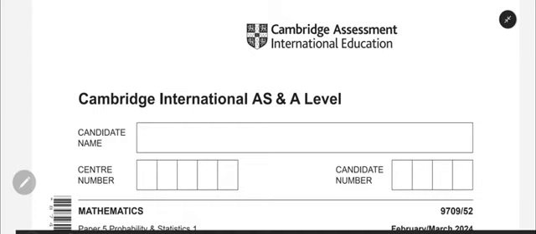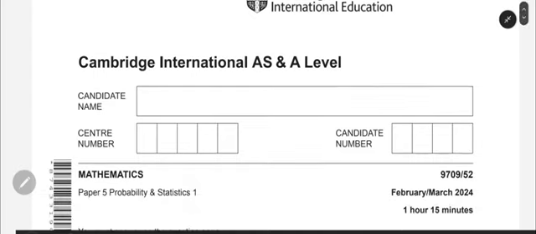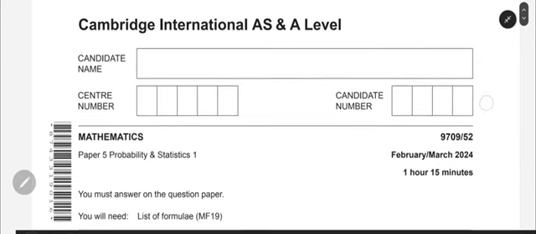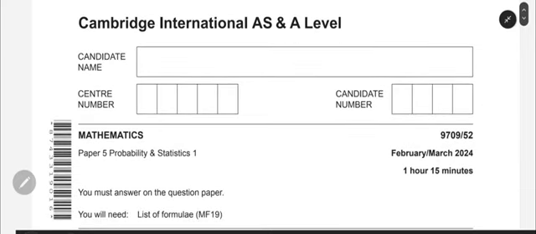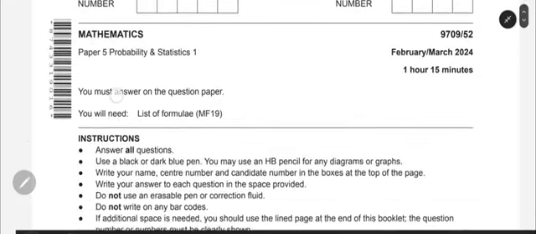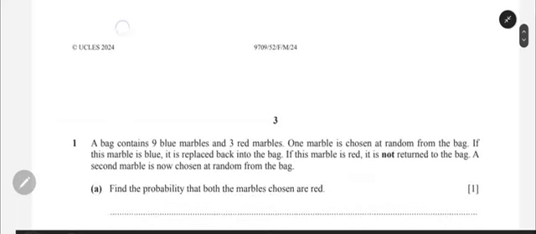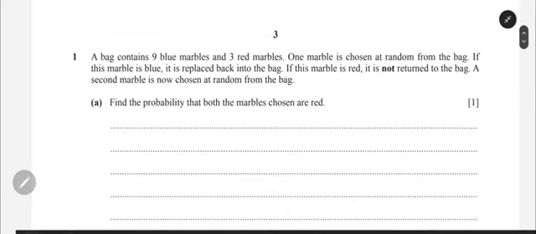In this tutorial, we provide solutions to these past questions. This is Cambridge Mathematics, P5, and it is probability and statistics. The total questions here, we have 6 questions and we have to answer all. So let's start solving the problems.